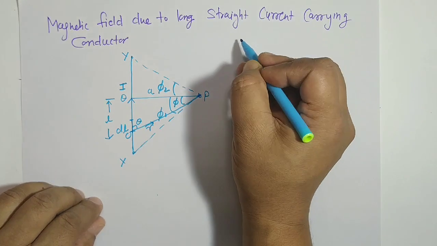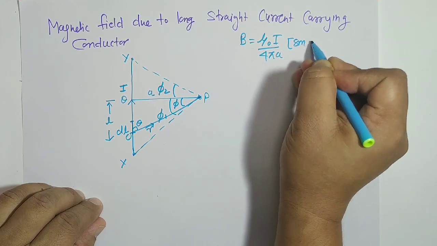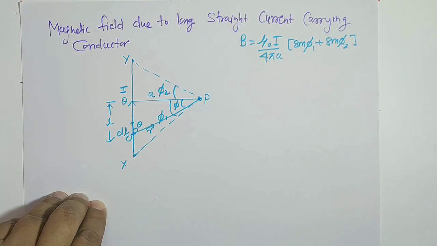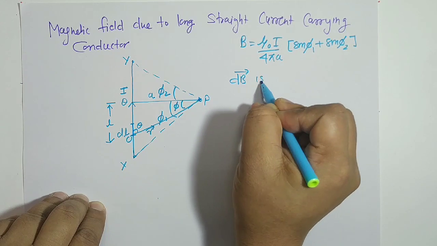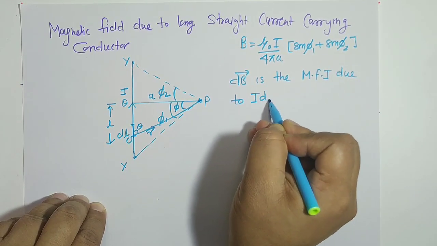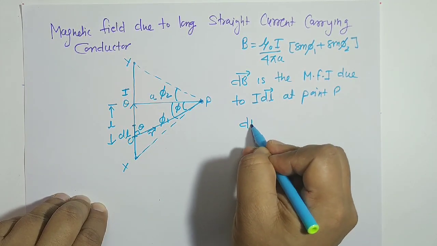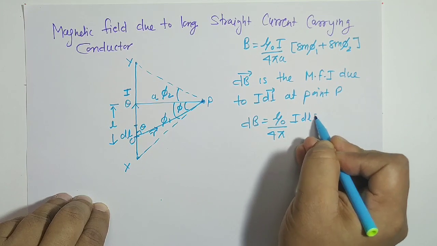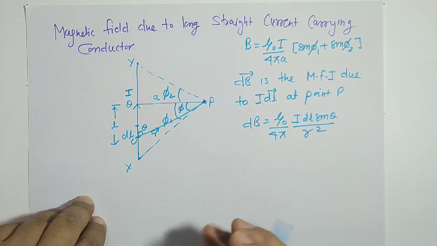And the very interesting conclusion that is going to come is mu naught I by 4 pi A times (sine phi 1 plus sine phi 2). So this time it is in terms of the angles phi 1 and phi 2. How are we going to derive this? Directly we write dB, the magnetic field intensity due to a current element at point P. So dB will be mu naught upon 4 pi, I dl sine theta upon r square, because r is the distance from dl.